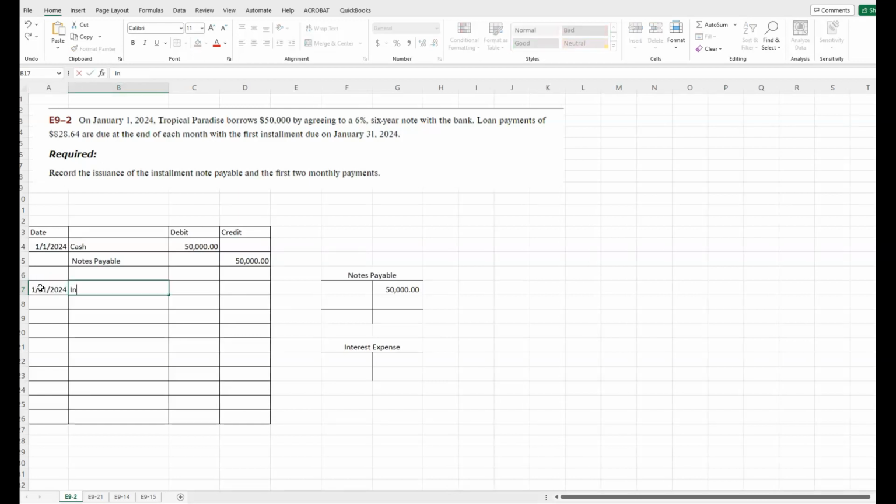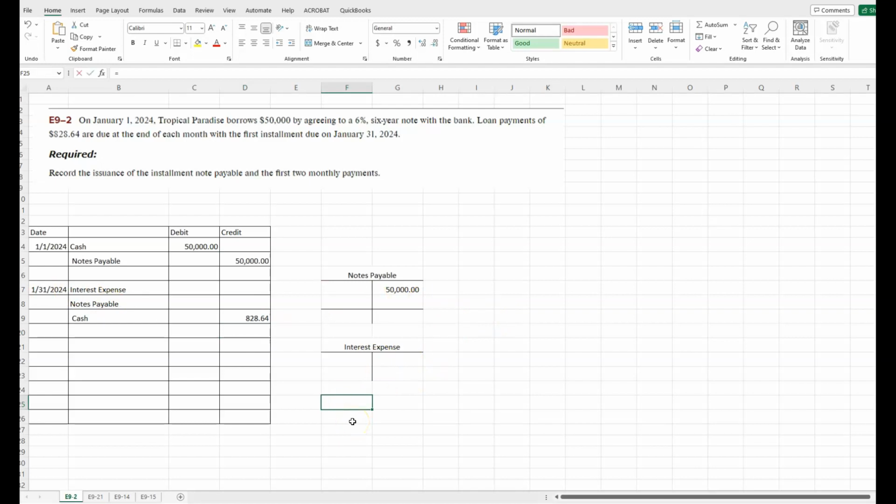We have some interest expense. We also are going to reduce our notes payable, and we're paying cash. We know how much cash we're paying. We're paying $828.64. That's always going to be the amount of cash we pay. The question is, how much of that is interest? So to calculate that, we can just do that off to the side.